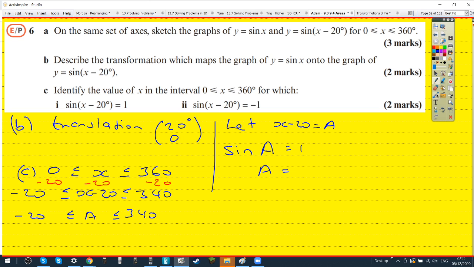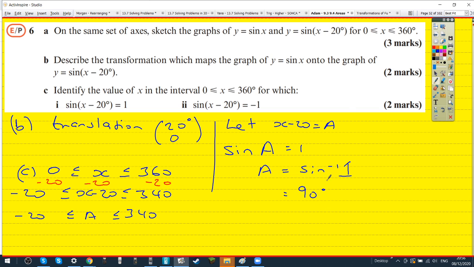How do you solve it? Would you do inverse sine? Yep. So inverse sine and then the number, 1. Yep. So inverse sine gives you 90.